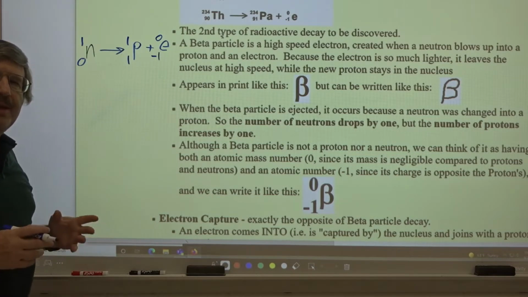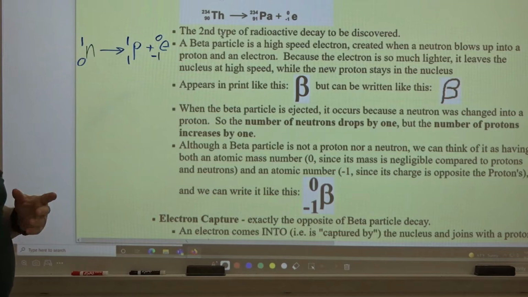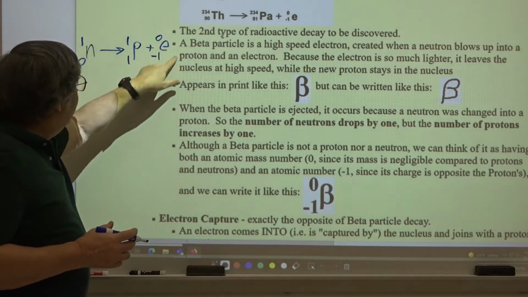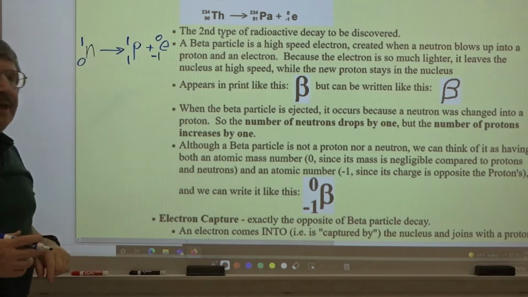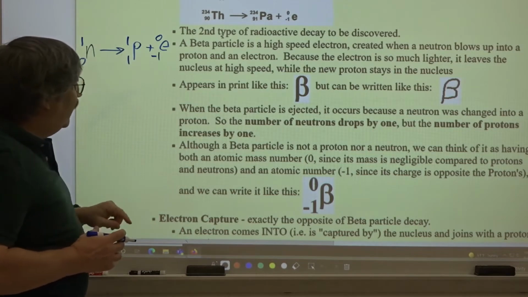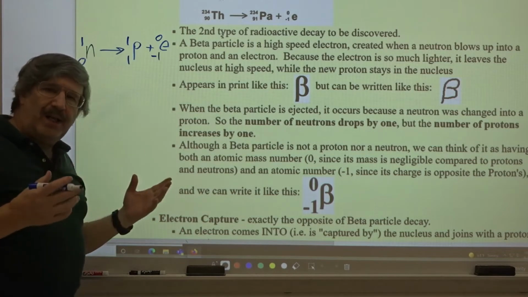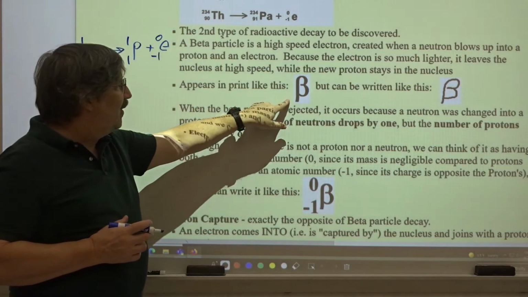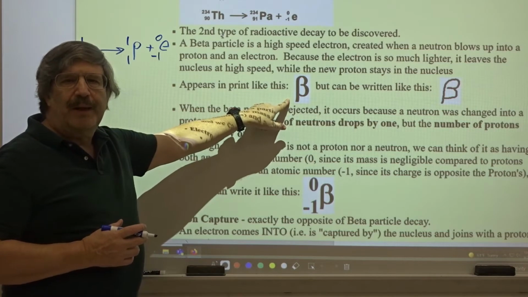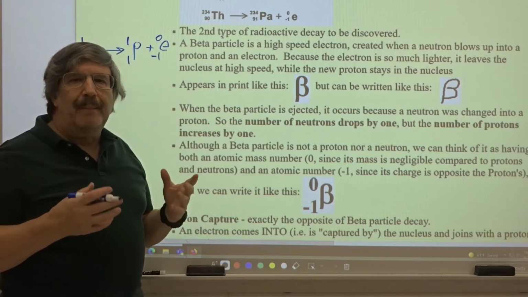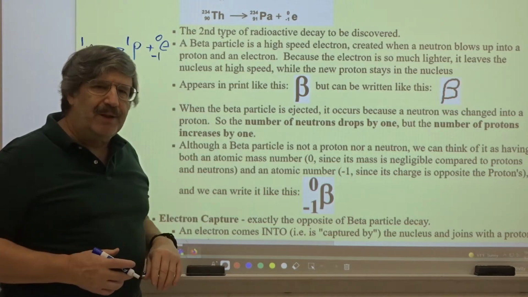When this happens in a nucleus, the explosion of the neutron into a proton and an electron is extremely energetic, and the electron is ejected at high speed from the nucleus. When it is a high-speed electron like this ejected from the nucleus, it's known as a beta particle, and this is the second letter of the Greek alphabet, the letter beta, which eventually turned into, of course, our letter B, just like alpha eventually turned into A.